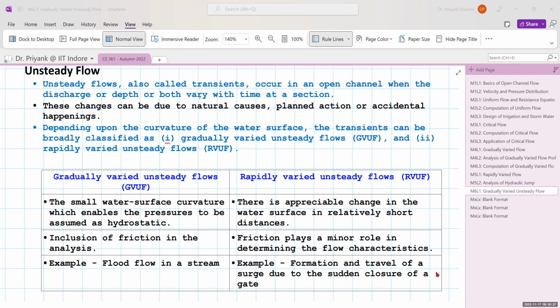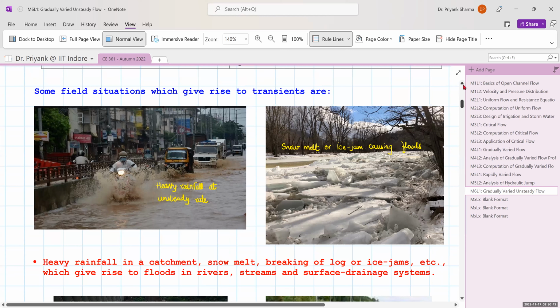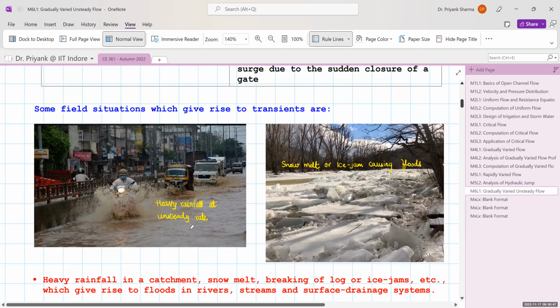Now we will see some field situations that give rise to transients. The first one depicts heavy rainfall at an unsteady rate. If your rainfall is happening at an unsteady rate, then that could also lead to transients.